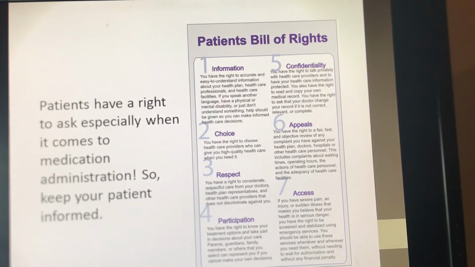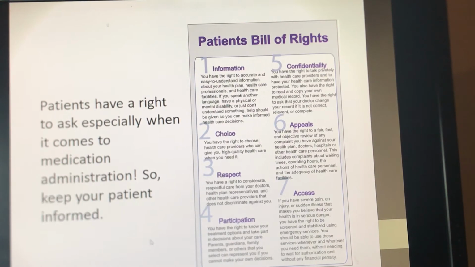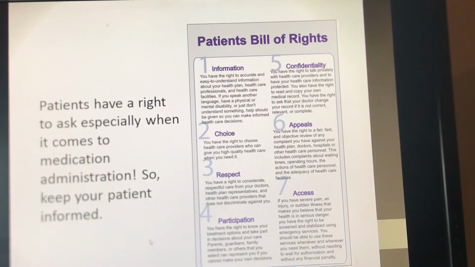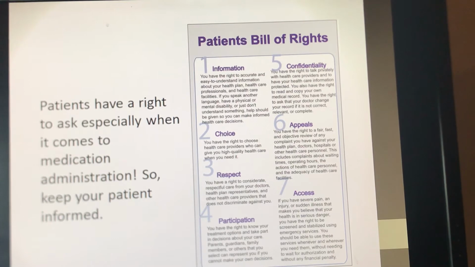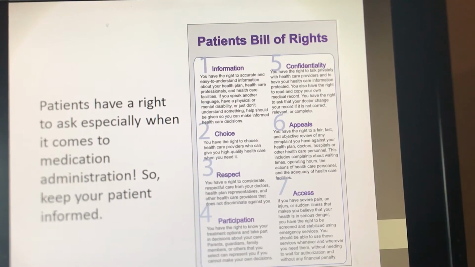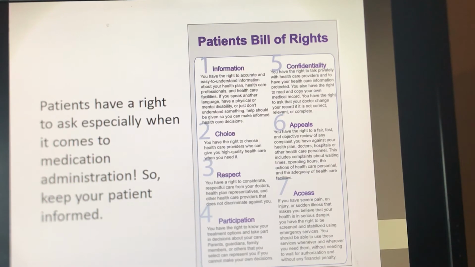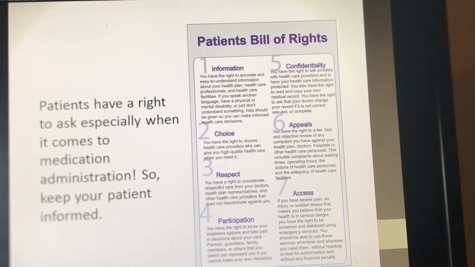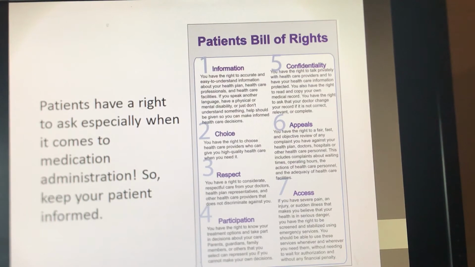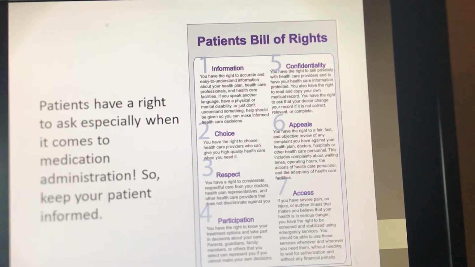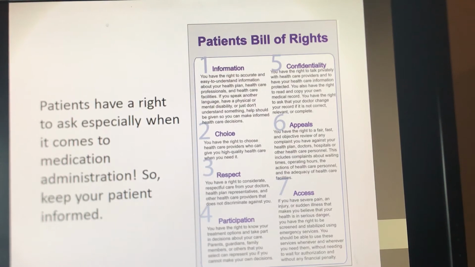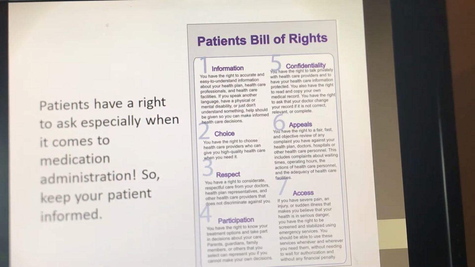So they have a right to their information, whatever is going on, a right to understand, a right to choice, to be respected, to be able to participate in their own care, and obviously confidentiality and HIPAA and all that stuff. A right to appeal if they felt that something was not fair, to object and proceed with a complaint. And then they also have a right to access to care, and also, if you have severe pain, injury, or sudden illness that makes you believe that your health is in serious danger, you have a right to be screened. It's access to care all over.